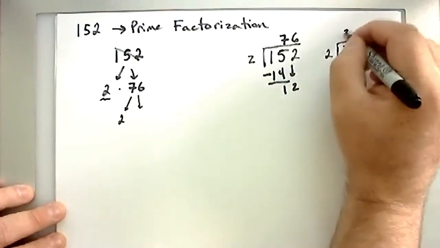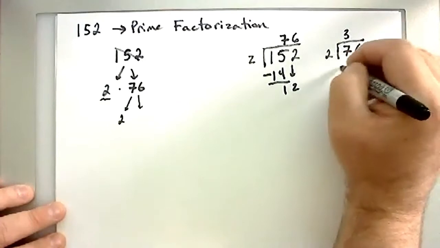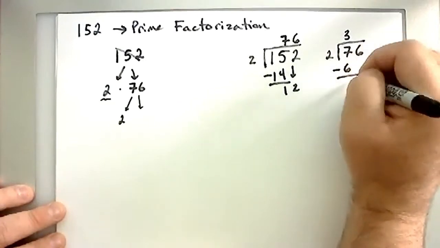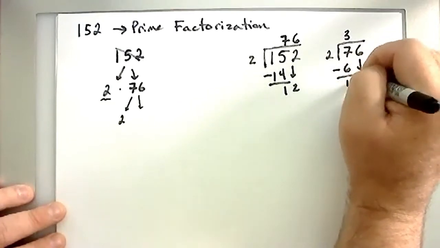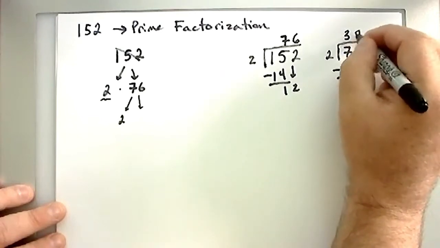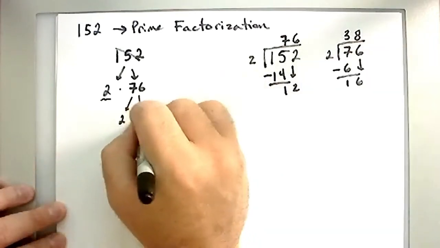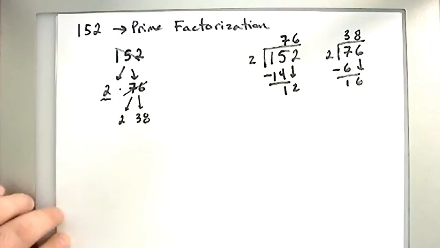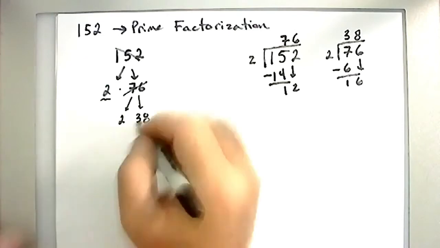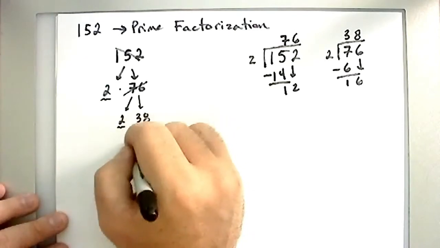2 goes into 7 3 times. 3 times 2 is 6. Subtract, bring down the 1. 2 goes into 16 8 times. So that gives me 2 and 38. These are not numbers I'm super familiar with, which is probably why I didn't look at 76 and just say, oh, well, half of that's 38. And we realize, well, we can go again because 2 is prime, but 38 breaks down.